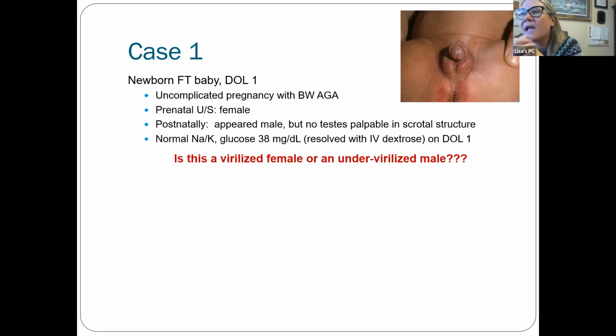So when I evaluate a baby for ambiguous genitalia, or well, any age really, my first question is, do I think I'm dealing with a virilized female or an under-virilized male? And this could be either, right? So this could either be a female that looks more male because of androgen something, or this could be a male that didn't make enough androgens and therefore is ambiguous because couldn't get all the way to the male anatomy. And in another slide, I'll show you how that progresses embryologically.